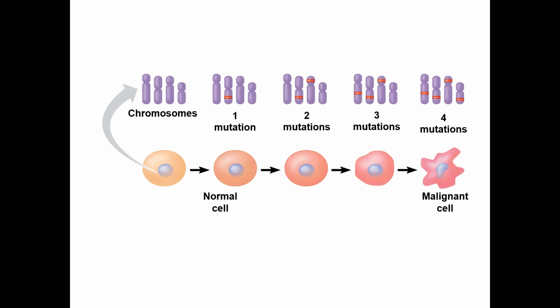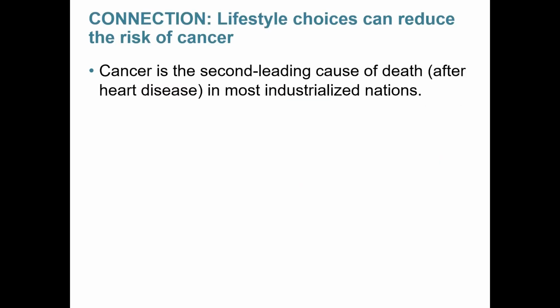Understanding that changes in the regulation of expression of genes or their functions is what underlies cancer is important for treating it. Cancer is the second leading cause of death after heart disease in most industrialized nations, and this is because it can arise from mutations caused by all kinds of environmental factors. Anything that changes DNA can make cells cancerous, and these are called carcinogens. Anything to reduce exposure to carcinogens and making other lifestyle choices can help reduce cancer.